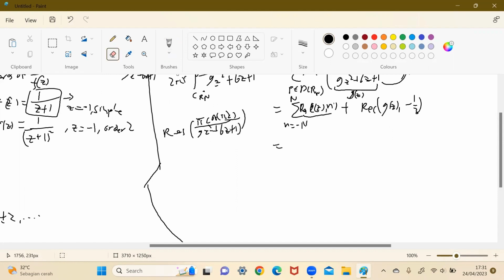Sorry for the really messy handwriting right here. Pi cot pi z when it is equal to an integer. So we take the limit of z as it approaches n of (z minus n) cotangent of pi z over 9z squared plus 6z plus 1. Now, if we substitute z equals n into the denominator, it will not result in 0, so we can just factor it out.